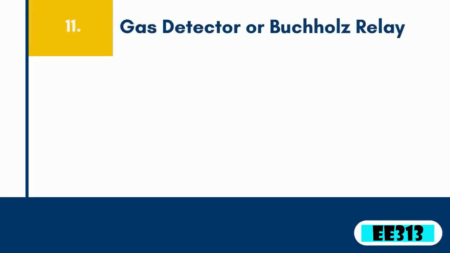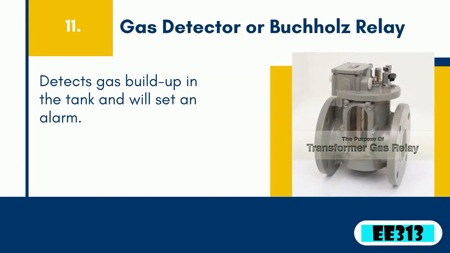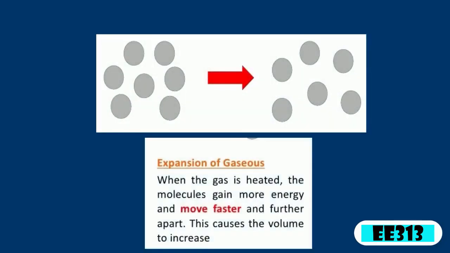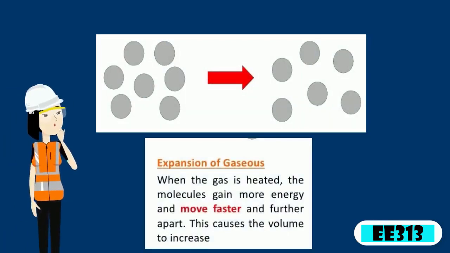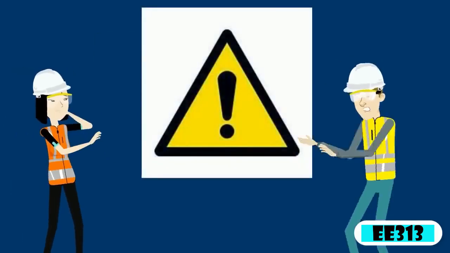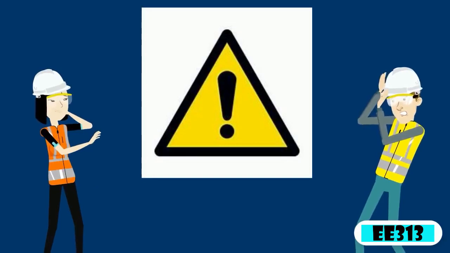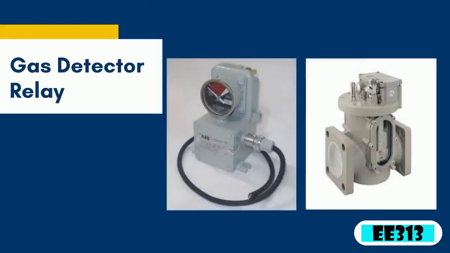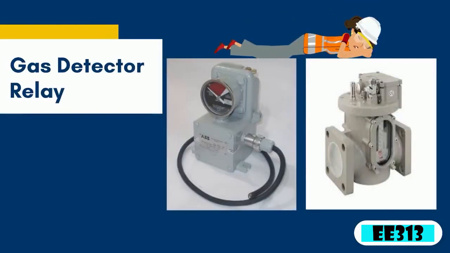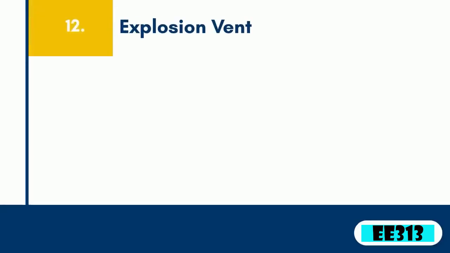Then we have the gas detector relay or Buchholz relay, which is a critical transformer component that detects gas buildup in the tank and will set an alarm. In the early stage of gas formation in the transformer, small quantities of gas are liberated. The amount of gas formed increases with time and a violent explosion could occur. Any gas generation passes through the gas detector relay and will set an alarm if the level of gas formation reaches a predetermined amount. This also has the capability to trip the transformer in case of serious fault.